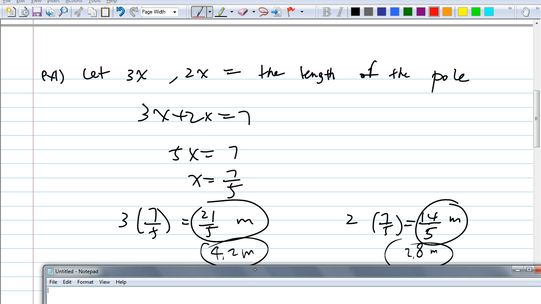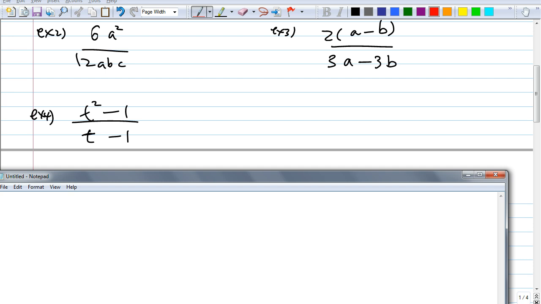But you're supposed to write what? The length of the pole. Like, can you do 4 and 1 third? Oh, okay, yeah, that's fine. If you left it as a fraction, yeah, that's fine. Okay, let's look at some of the other ones now. Go ahead and try example 2, 3, and 4.